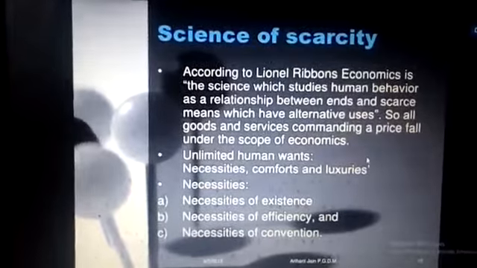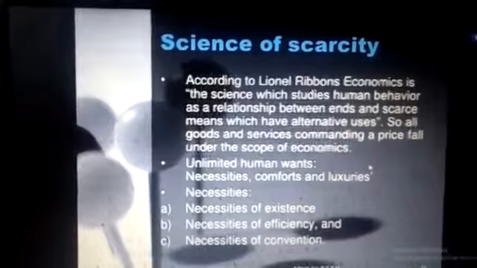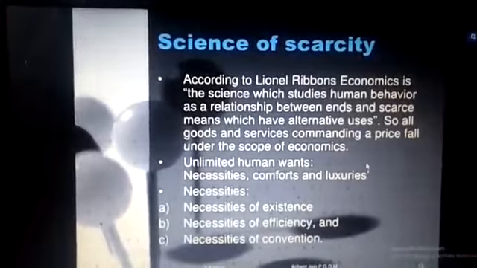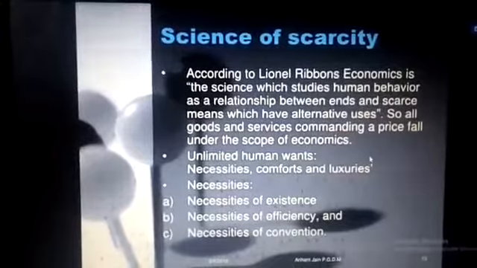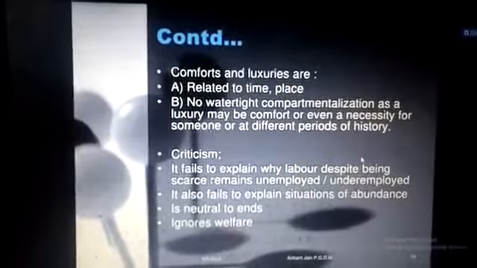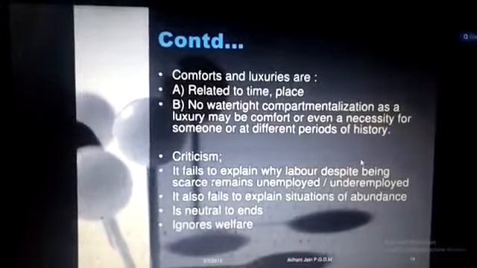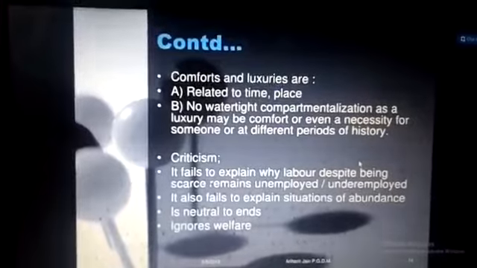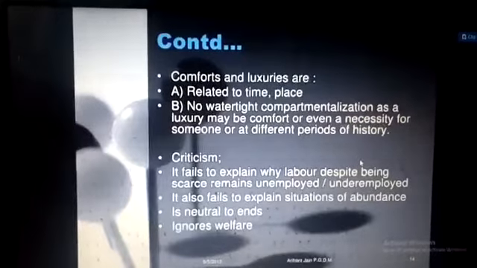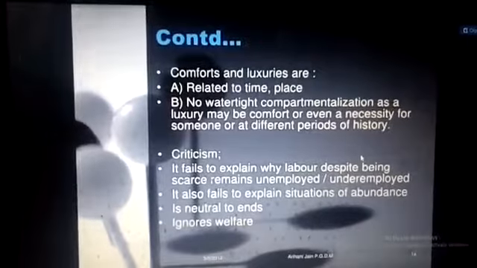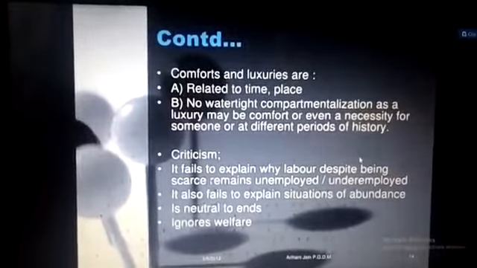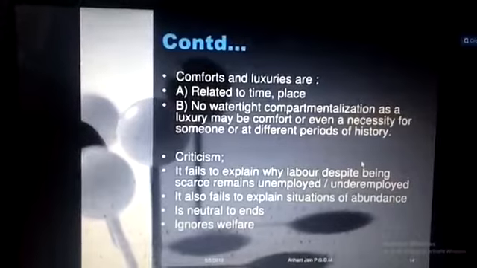In purchasing, we have the most needed goods and the next needed goods, and like that we can make choices with our ends and scarce means. Even so, this was also criticized by other members. It has no neutrality to ends, it fails in certain situations, and it was not related to time and place. Like that it was also criticized by many members.